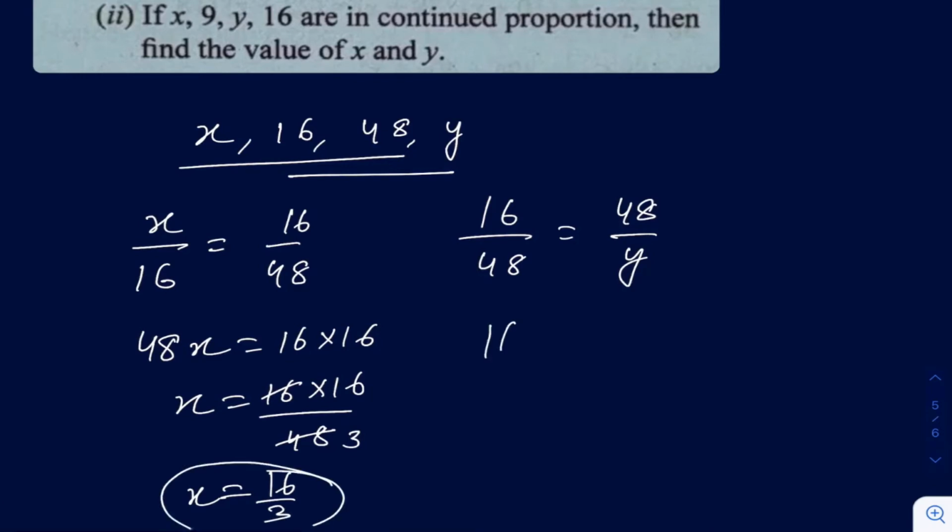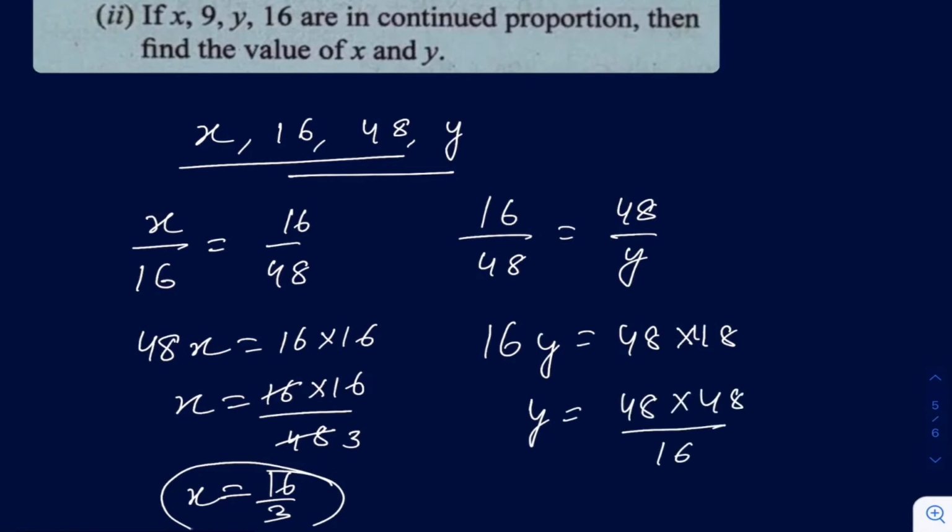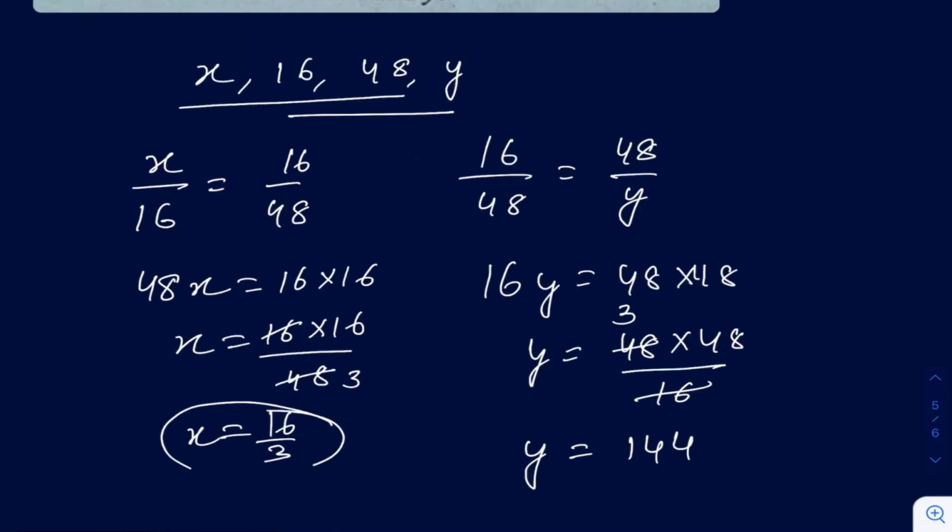Here 16y equals 48 into 48. So y equals 48 into 48 over 16. So 16 3s are 48. So y is coming 144.